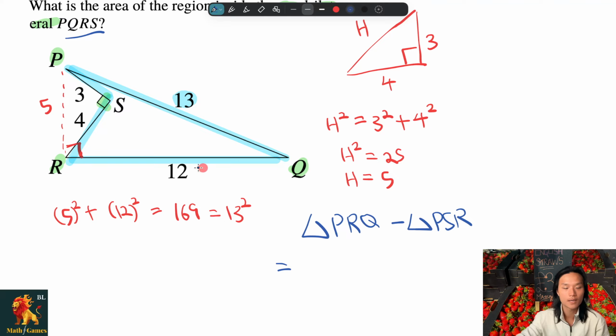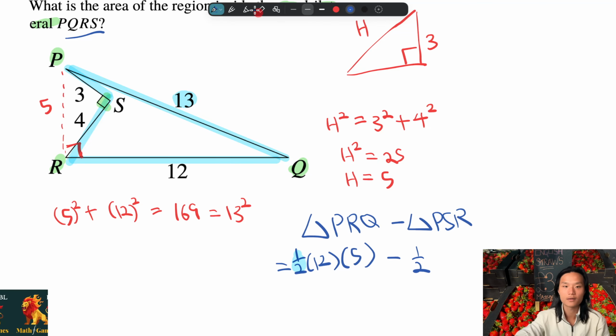PRQ has base 12 and height 5. Okay. Always remember to divide by 2 in the front. Then we minus a half times the base, which is 4. Oops, the base is 4 and the height is 3.